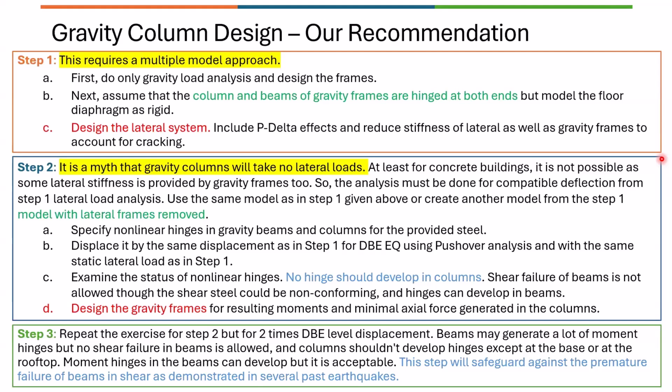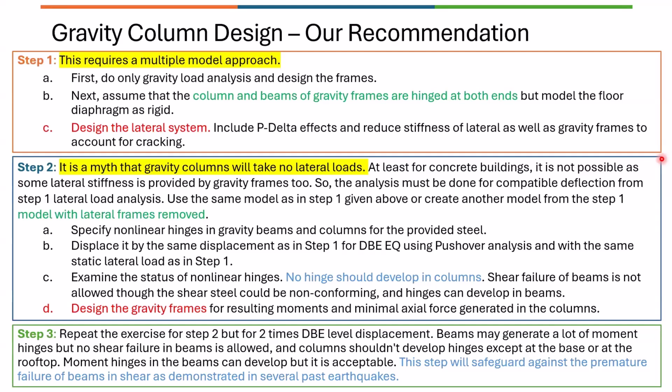Then step number 2 is for the gravity columns or gravity frames. We consider it a myth that gravity columns will not take lateral loads. There is no switch that you can turn off the lateral force in the design combinations for the gravity frames, or simply changing it to ordinary will not work. What the code has recommended is to ensure compatible deformation. So the analysis must be done for compatible deflection from the step 1 lateral load analysis.